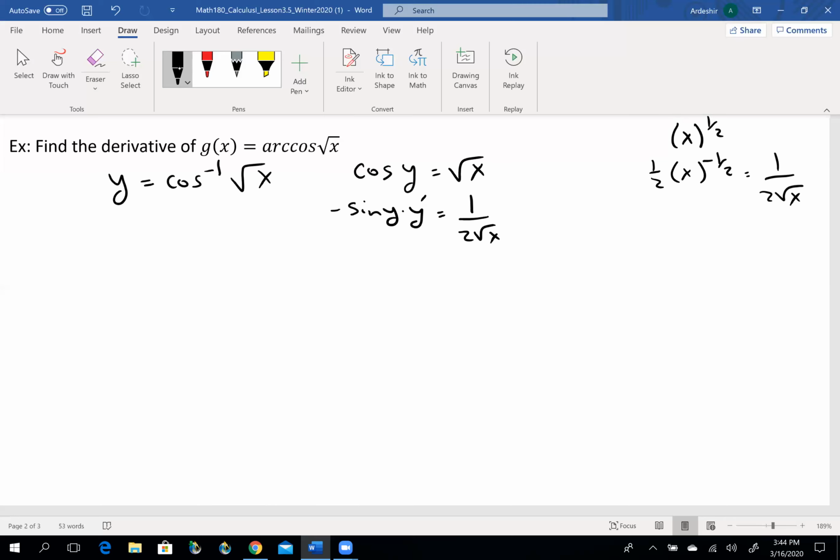Now, again, I'm going to isolate the y prime. So I'm going to divide both sides by negative sine y. So this is gone, and y prime equal to, okay guys, this is my numerator and this is my denominator. Keep the numerator the way it is, change the division to multiplication, and flip the second one.